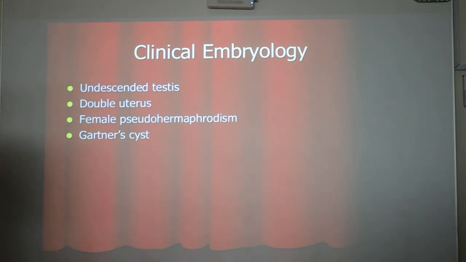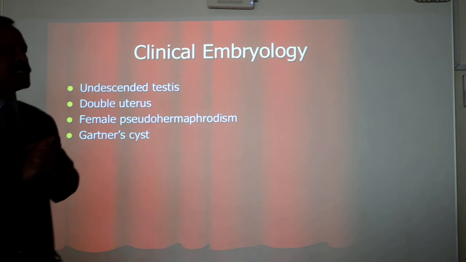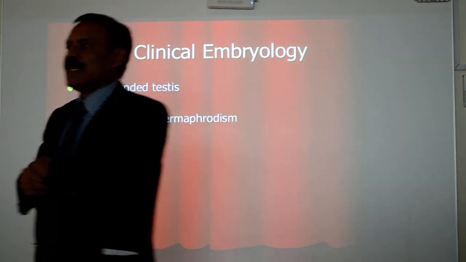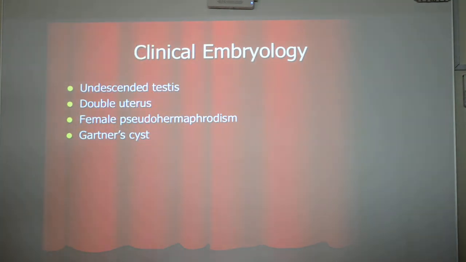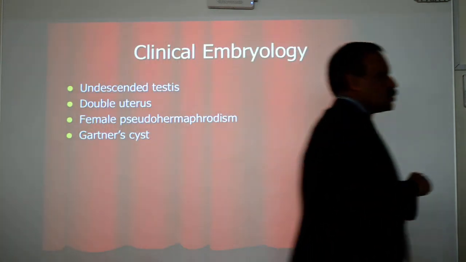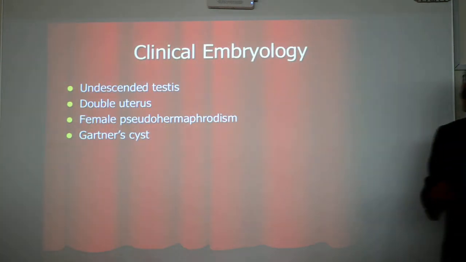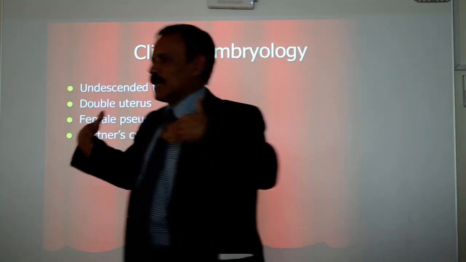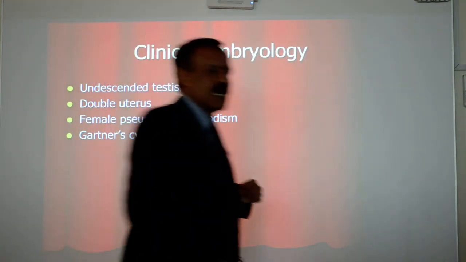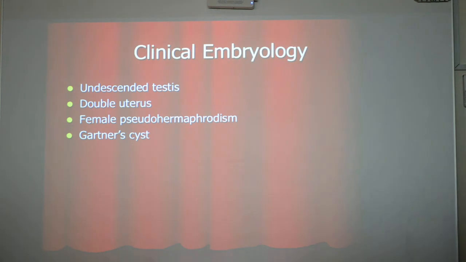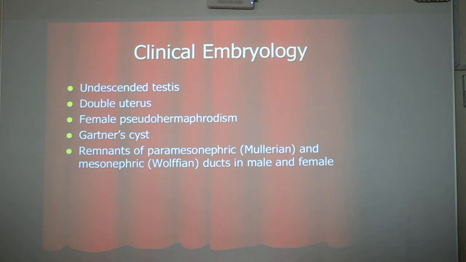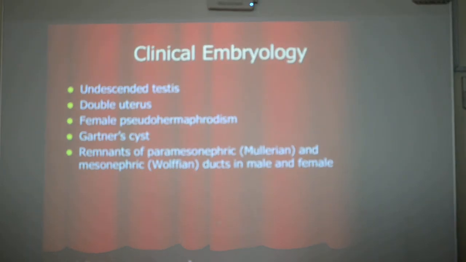It's the name of a person. So one more time. What is a Gardner cyst? The Gardner cyst is a persistent remnant of the mesonephric duct in the female. That's the Gardner cyst. It will be found near the broad ligament. It's called the Gardner cyst. So it is a remnant of the mesonephric duct in the female. So these are the remnants, you can see. That's what we ask.